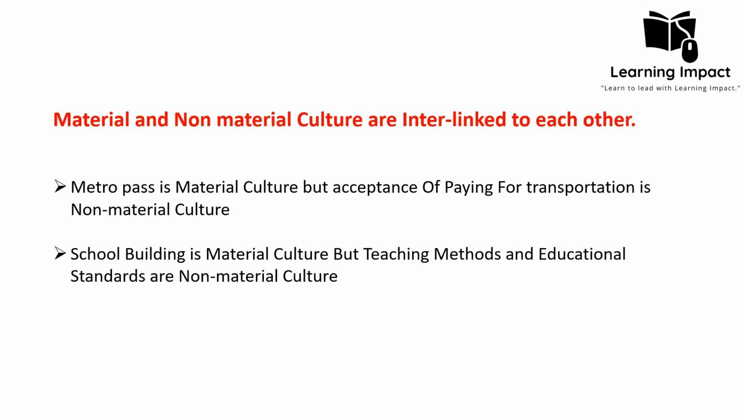Similarly, we can give another example that the jewelry, the dresses, these all are your material culture. But when you prefer one dress over another for a specific event, the choice behind this is based on the belief system, which is part of your non-material culture. So hence we can say that they are interlinked and correlated. For example, if you have a school building but don't know about the teaching methods and educational standards, of course the school building is not functional. So this is the material and non-material culture, and they are linked with each other.